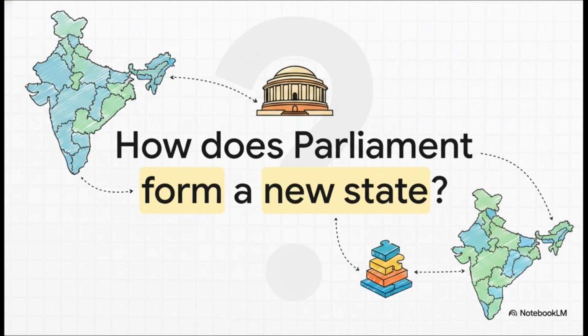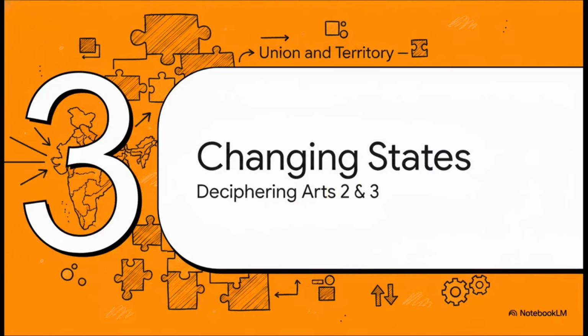But here's a highly practical question for you. The map of India today looks very, very different from how it looked in 1950, isn't it? So what happens when the political map actually needs to change? How does Parliament admit or form a completely new state? Let's look at the exact constitutional steps. Which brings us to Section 3, Creating and Changing States. We're going to decipher Articles 2 and 3.